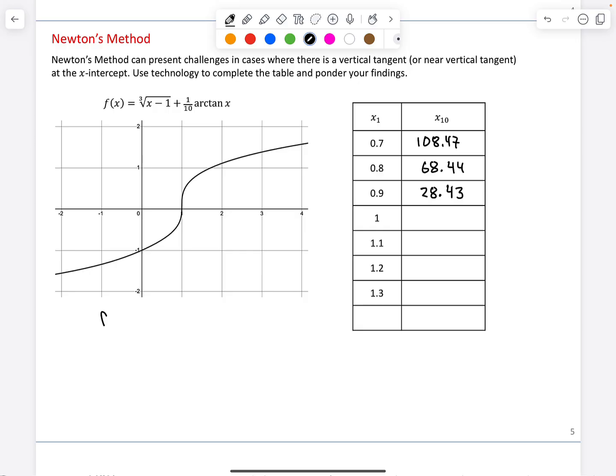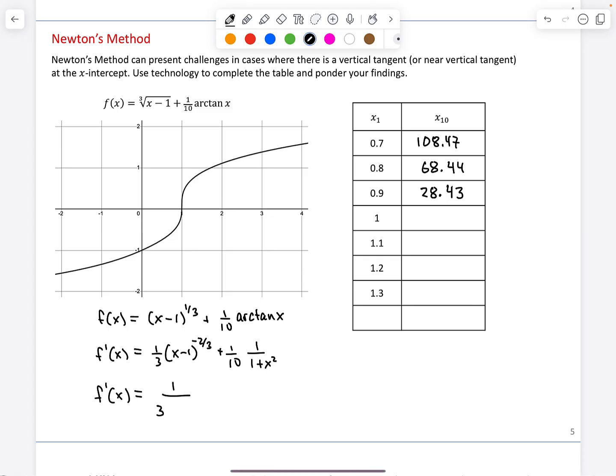Let's find the derivative of this function. Let me first rewrite f of x using a power instead of a cube root. So we have x minus 1 to the 1/3 plus 1/10 arctangent of x. So the derivative, using the generalized power rule, the 1/3 drops down, the base stays the same. The new power is -2/3. Chain rule is times a 1, plus 1/10, and the derivative of arctangent is 1 over 1 plus x squared. Another way to write this derivative, that negative power pushes this x minus 1 to the denominator, and the 2/3 power is the cube root of x minus 1 squared.